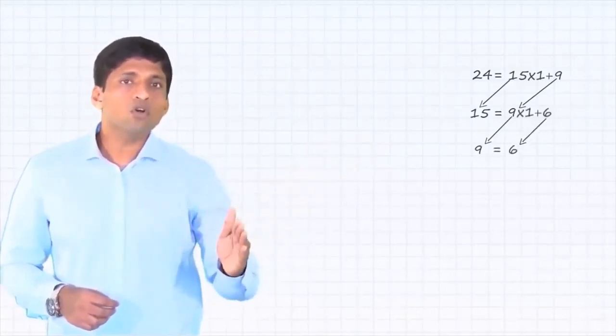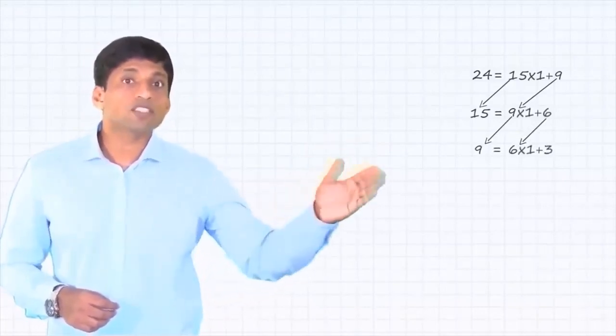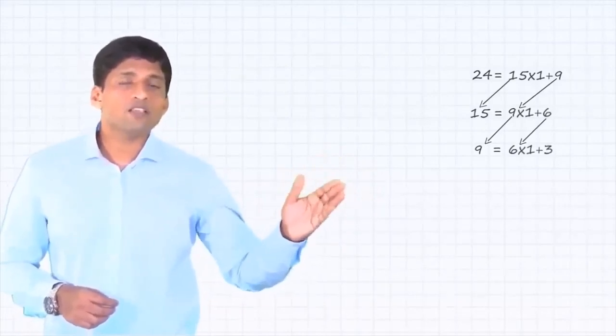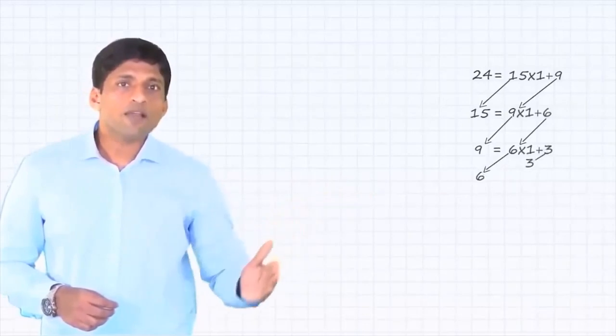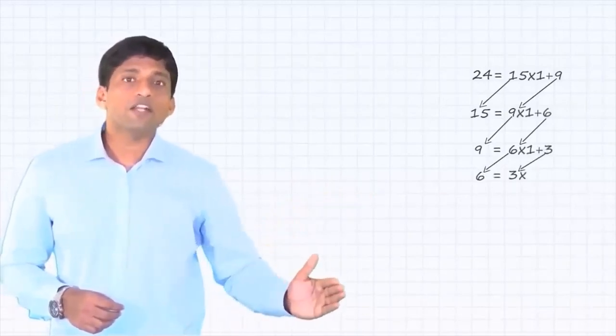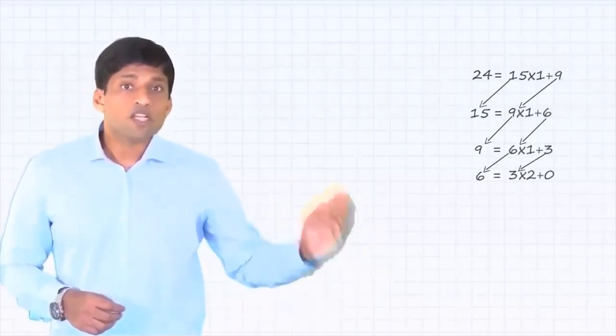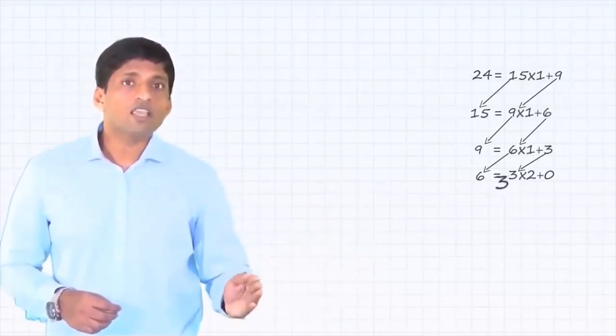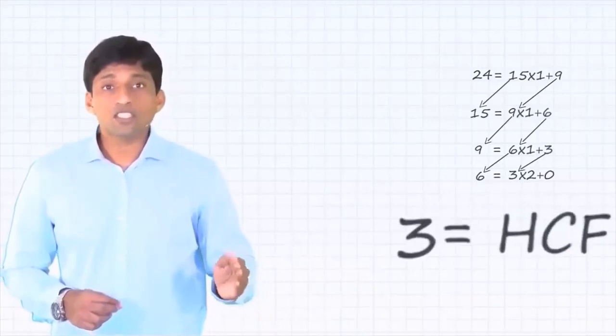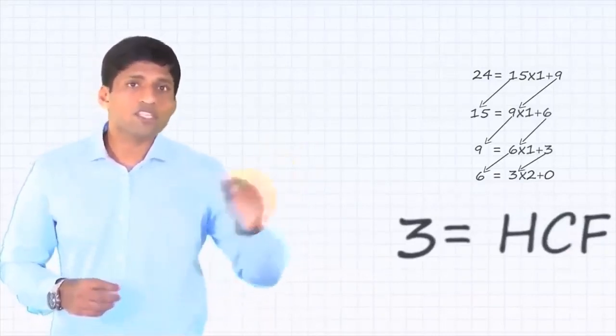So 9 equal to how many times 6? 6 into 1 plus 3. There is still a remainder 3, so you continue once more. 6 will become the dividend, 3 will become the divisor. So you can write it as 6 equal to 3 into 2 plus 0. Once we get remainder 0, the divisor here, that is 3, will be the HCF. This is Euclid's division algorithm using numbers.